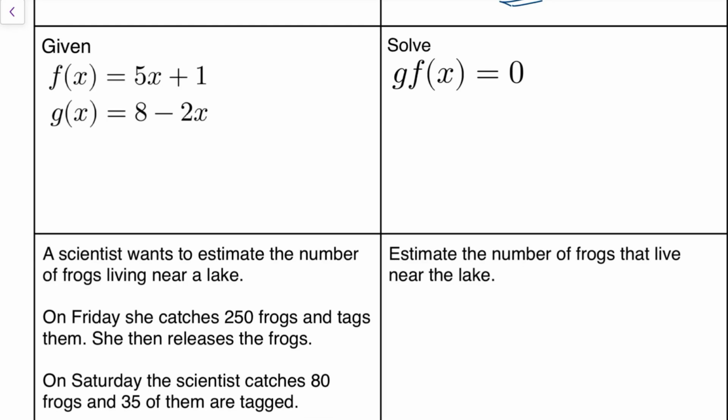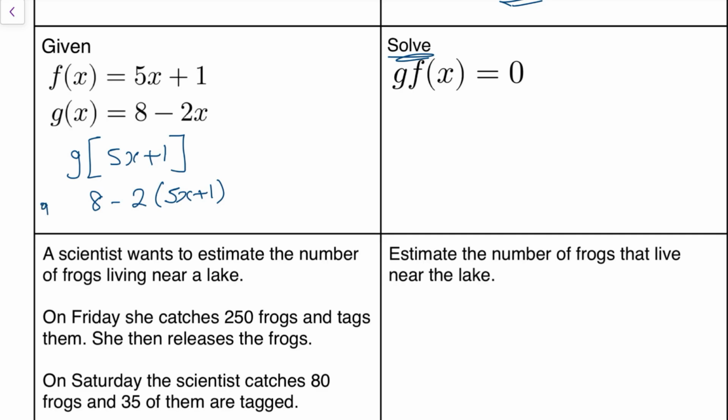So it's giving me two functions and it says solve. So this is good. It wants me to do two things. It wants me to build a composite function and then it wants me to rearrange and solve. So let's do the composite function to the left. So g of f of x means I do g to f of x. And f of x takes my thing and does 8 minus 2 times that thing. So in other words, that's going to be 8 minus 2 times the thing in the bracket, which is 5x plus 1. Let's write this down.